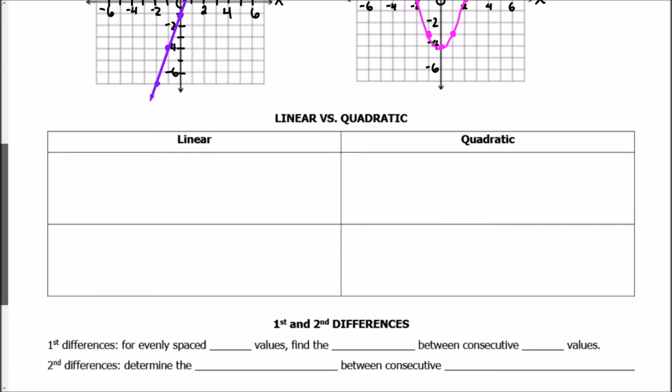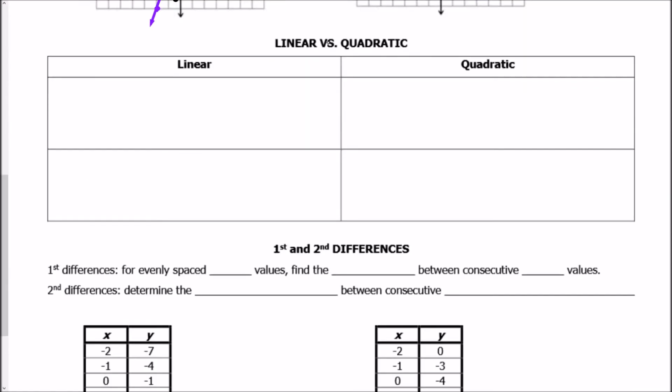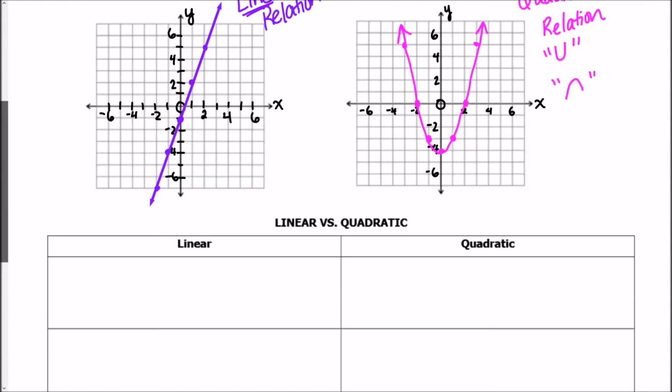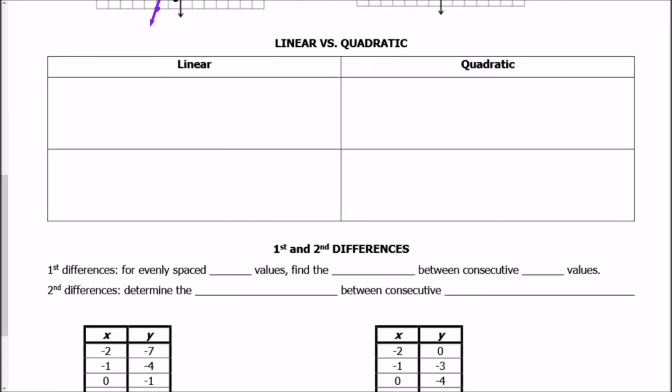Okay, all right, so now we're going to talk about how we can tell the difference between something being linear and something being quadratic. Obviously, if you see it in front of you, you can tell the difference just by how it looks, because if it's linear, it's going to be a straight line. And if it's quadratic, it's going to be something called a parabolic curve. And a parabolic curve will either look like a right side up U or an upside down U.